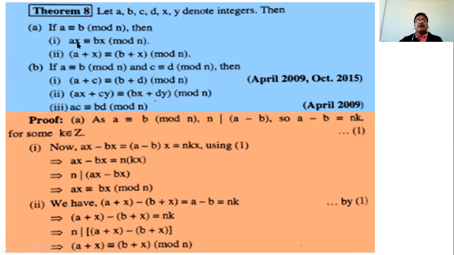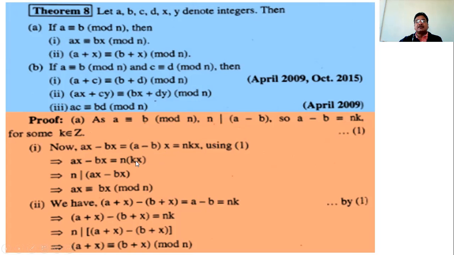Then the first, we have to show Ax is congruent to Bx modulo n. So Ax is congruent to Bx modulo n if n divides Ax minus Bx, and n divides Ax minus Bx if Ax minus Bx is expressed in the form n into some integer. So consider Ax minus Bx and try to express this as n into some integer. So take this x as common and substitute a minus b as nk, and then what we have, this ax minus bx is expressed in the form n into kx, right?